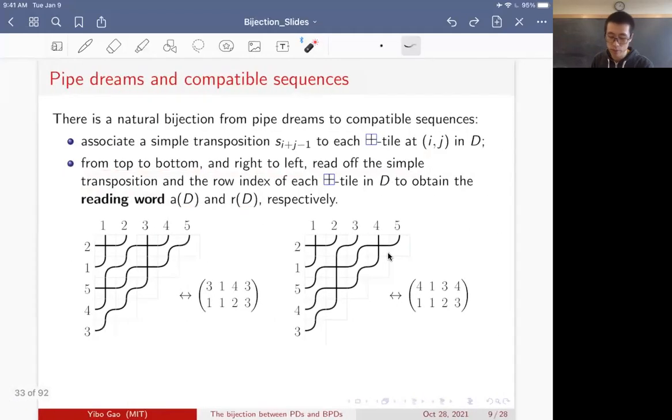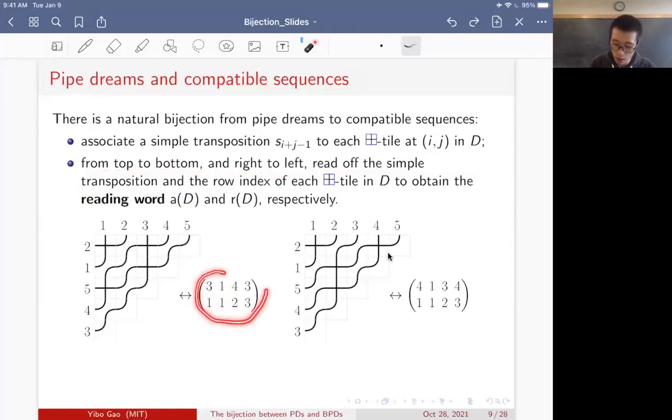So let's look at an example here. On the left-hand side, I have this picture from the last slide. So I'm going to read off the process in this order. I first read this thing because it's in the first row and it's in the rightmost position. It's at coordinate 1, 3, so it corresponds to the simple transposition S3, and it's in row 1. So this column in the compatible sequence corresponds to this crossing tile. And next is this tile, which corresponds to S1 in row 1. And I have this cross, which corresponds to S4 in row 2. And finally, this cross, which corresponds to S3 in row 3.